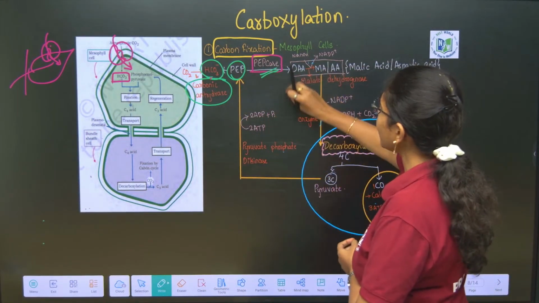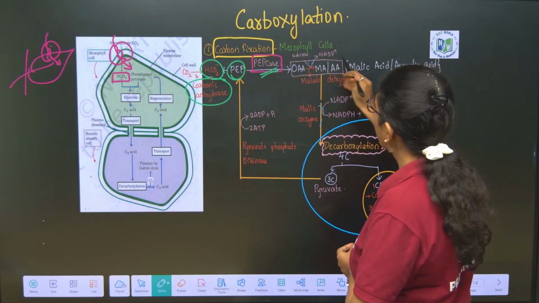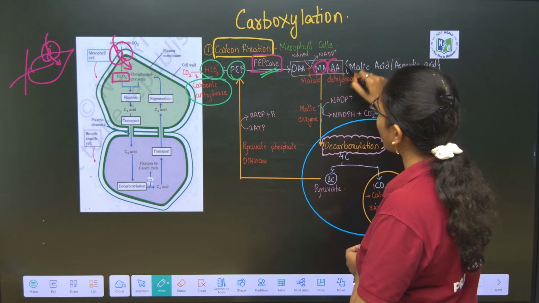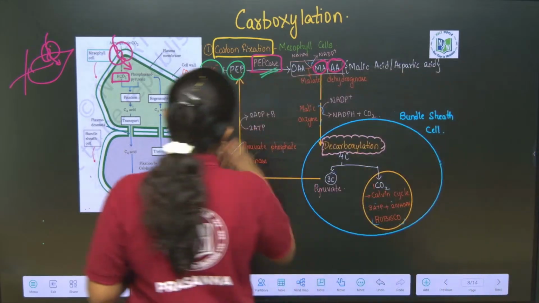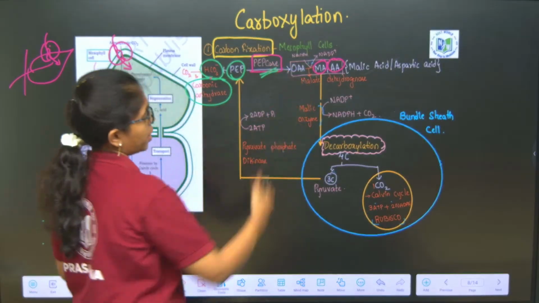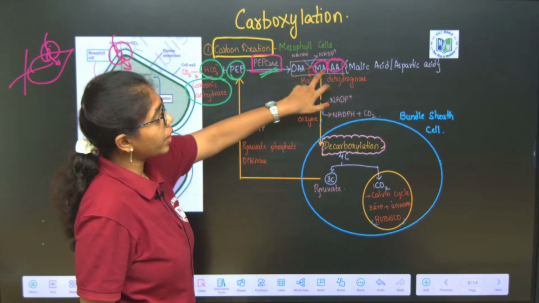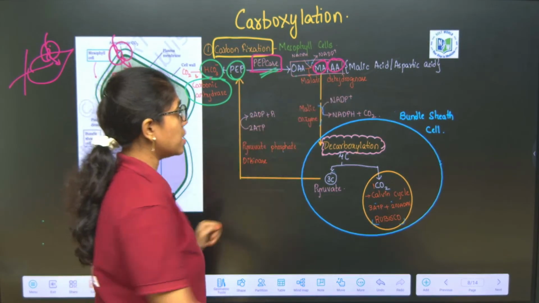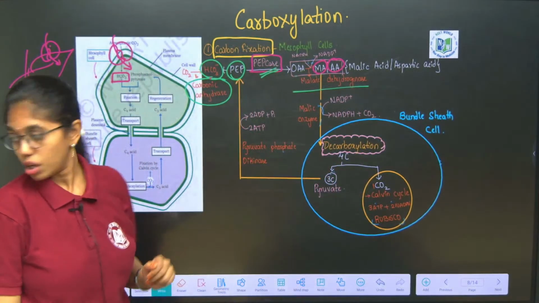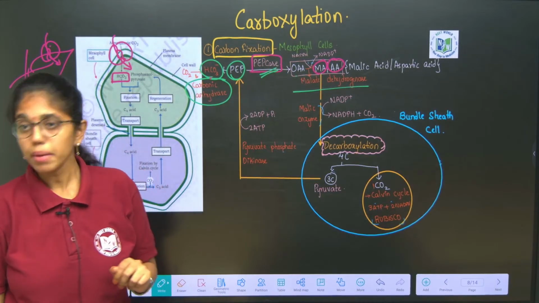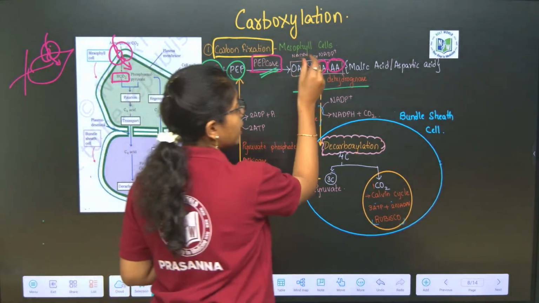So, oxaloacetic acid will be turned to what? Malic acid or aspartic acid. So, here the primary product of the C4 cycle is what? Oxaloacetic acid. And this getting converted to malic acid or aspartic acid is catalyzed by the enzyme malate dehydrogenase. So, this is catalyzed by the enzyme malate dehydrogenase.